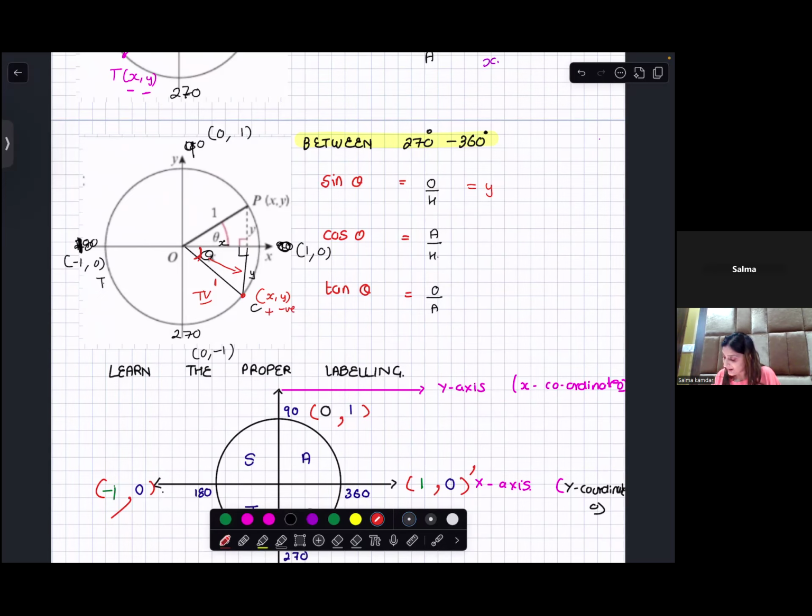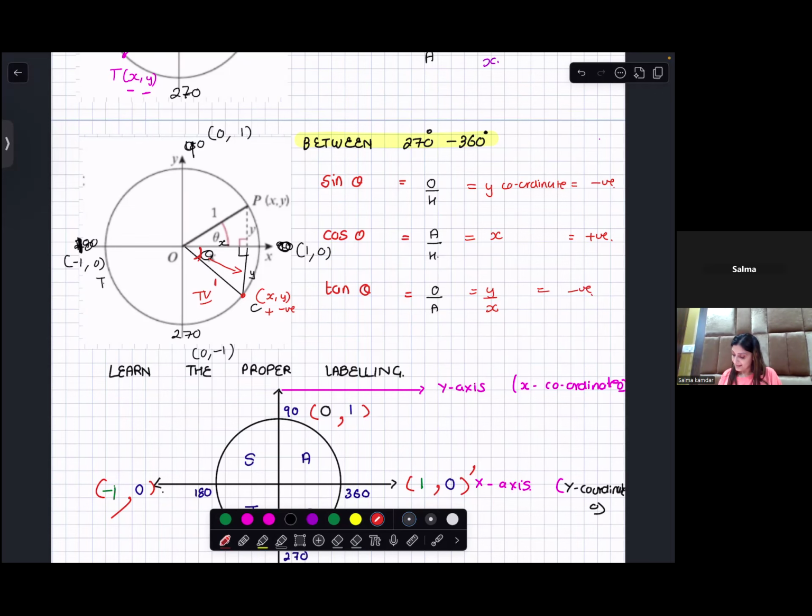So it's going to be the y coordinate and it is going to be negative. For cos, it is adjacent, that is my x coordinate, and my x coordinate is positive. And for tan, it is going to be y over the x, so it is going to be negative.